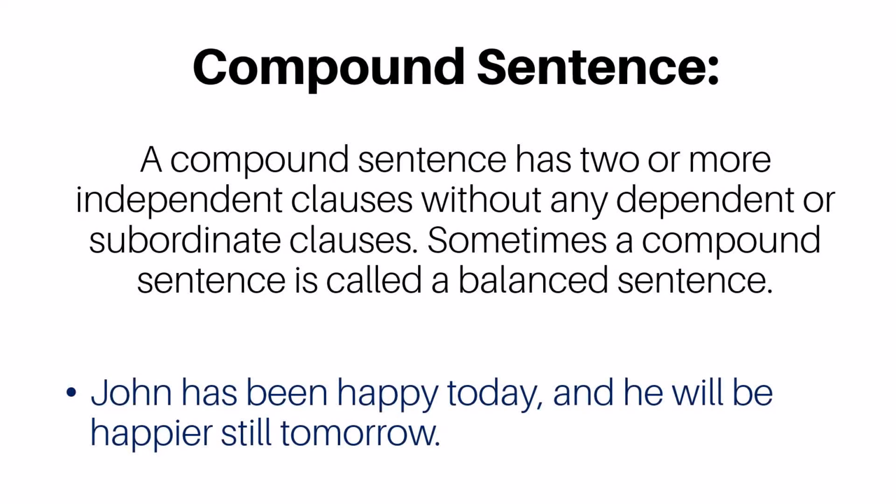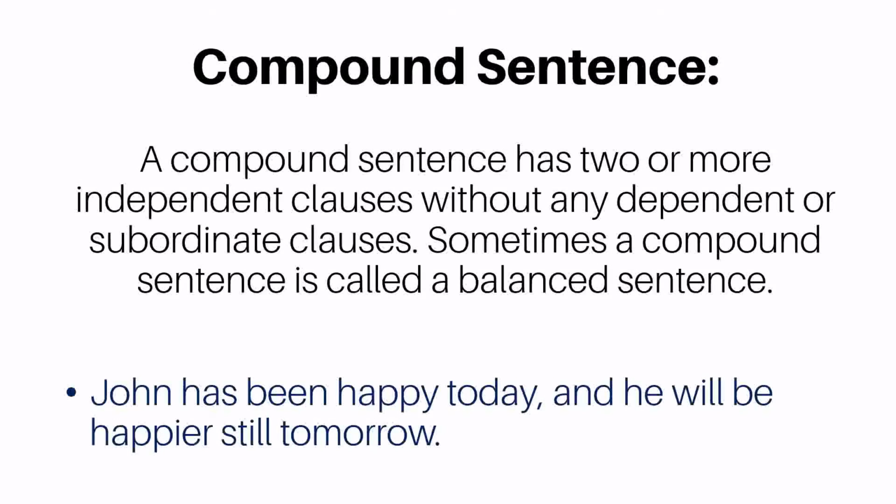So, you have to understand the meaning of a clause. A clause is a sentence. But what's the difference between a sentence and a clause? A sentence can be written without a subject, but a clause cannot be written without a subject. To write a clause, we need at least a subject and a verb. Here, John has been happy today: 1 subject, a verb, and a predicate. And after a coordinating conjunction, and, you will see another independent clause, which is, he will be happier still tomorrow.